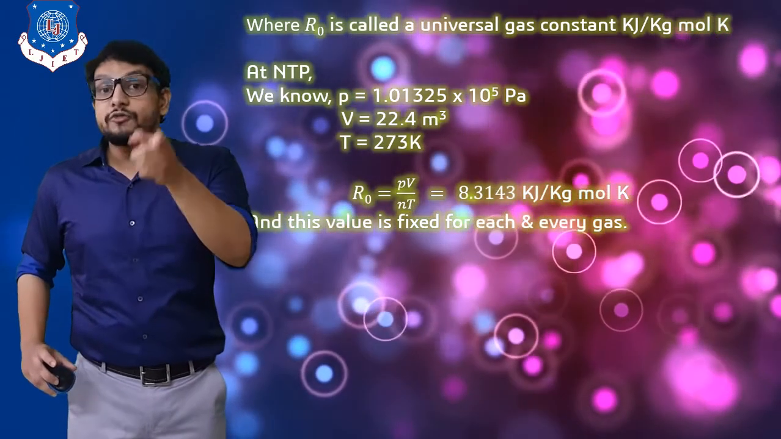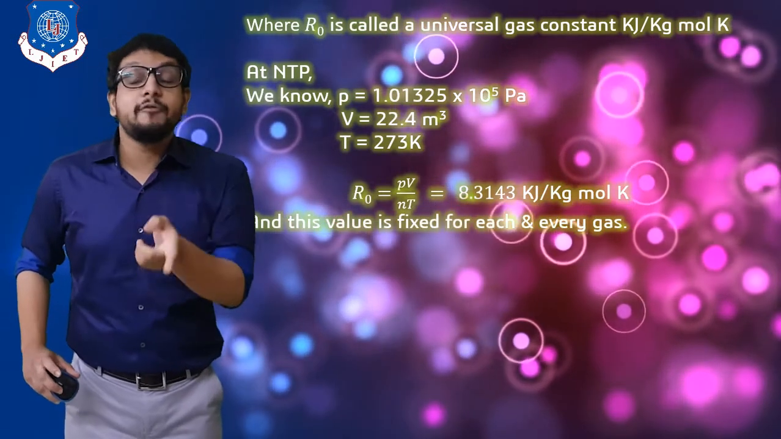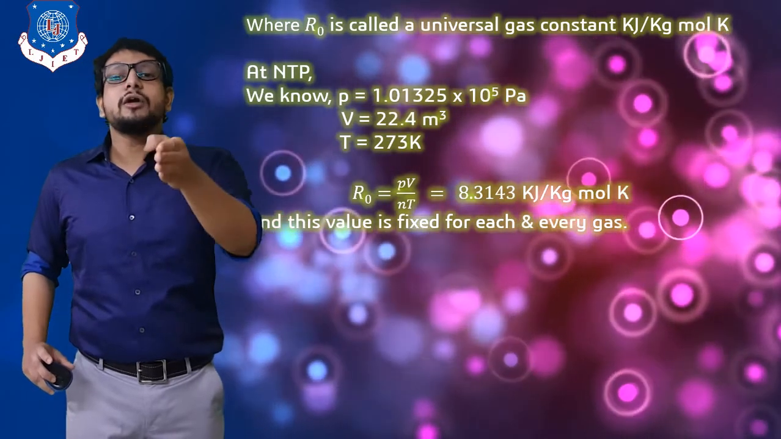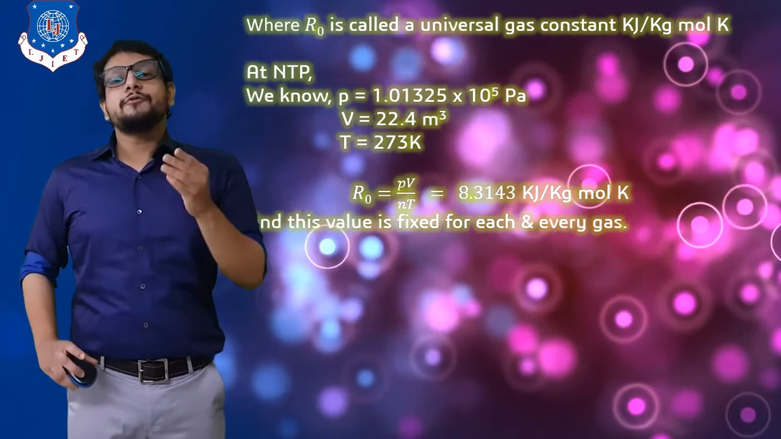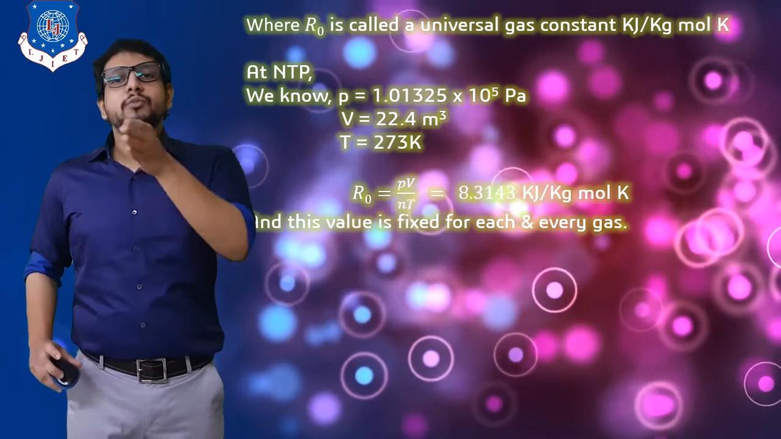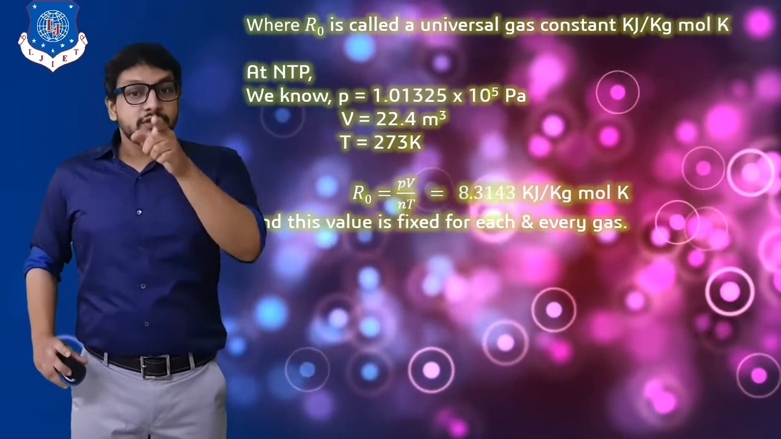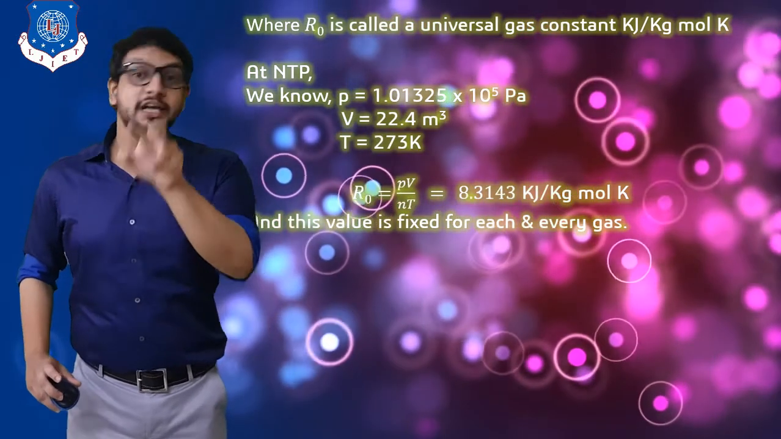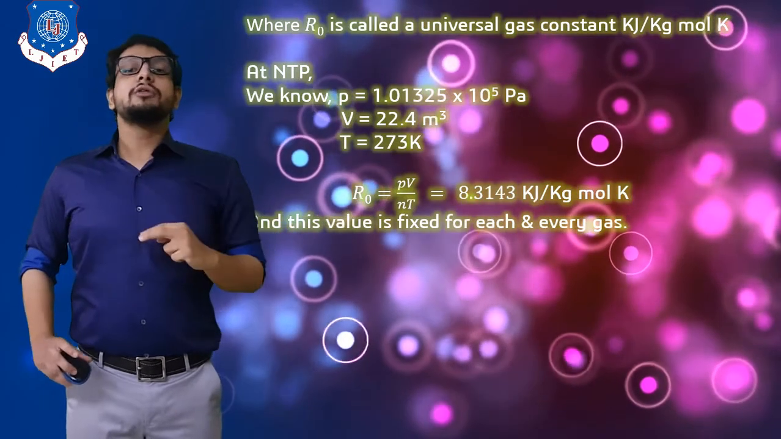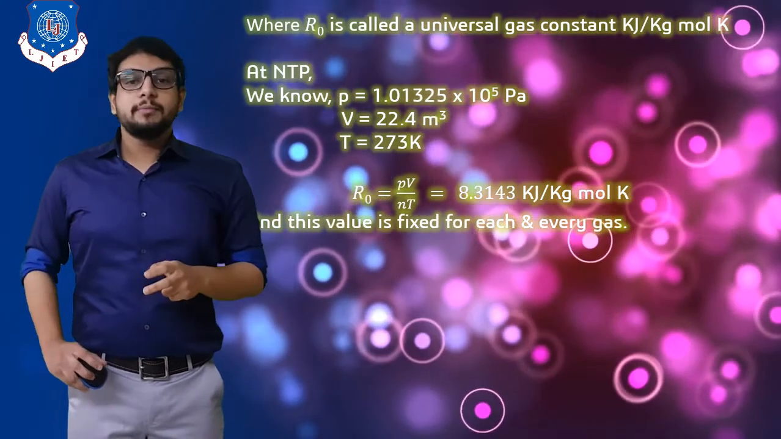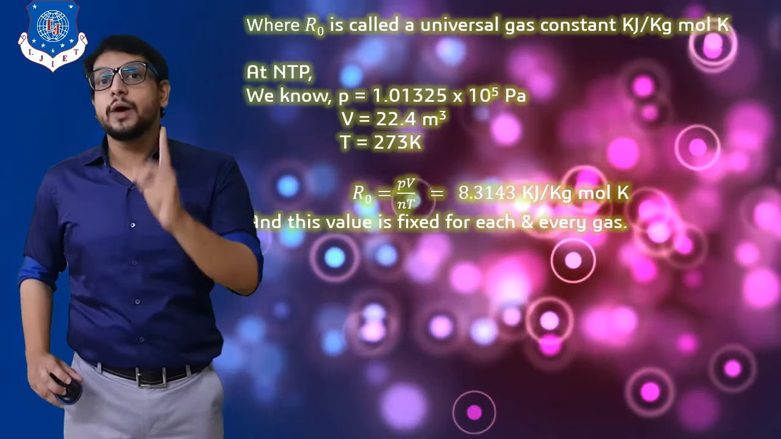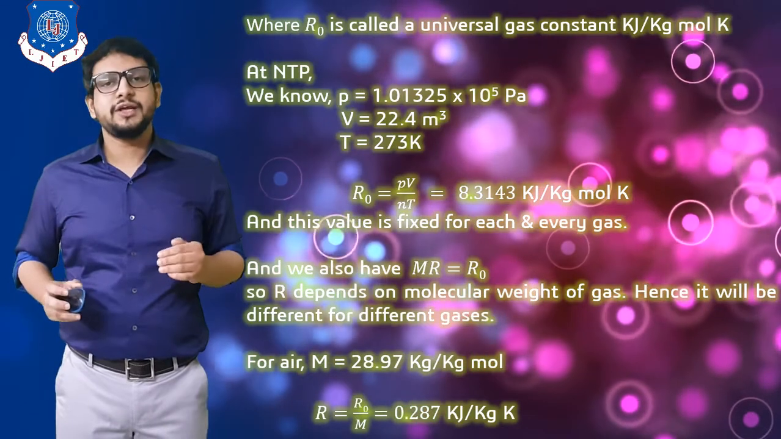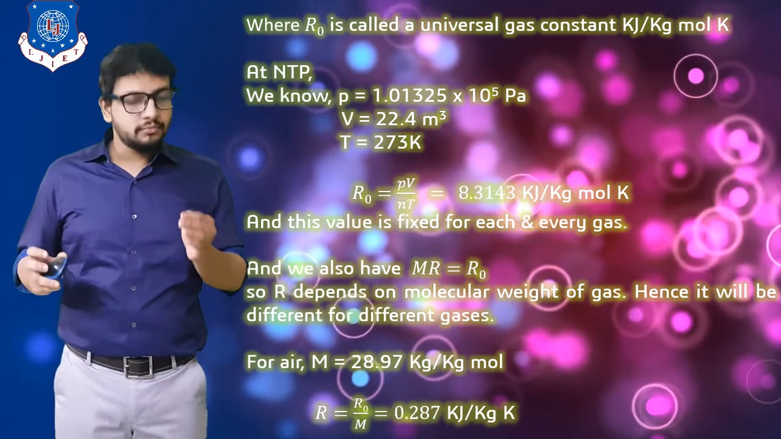So we would say the value of R naught will be fixed for every type of gas. After substituting these values, we are going to get the value of R naught is equal to 8.3143 kilojoule per kg mole Kelvin. Okay, so this is the value of a constant, and because this is going to remain the same for each and every type of gas, this is called the universal gas constant, denoted by R naught, and this value is for 1 kg mole.